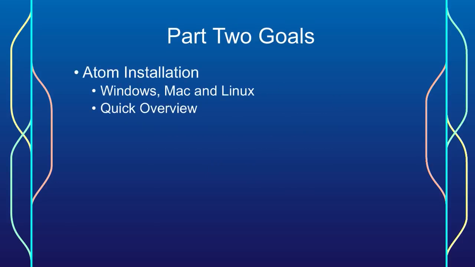My goal for part 2 is to walk through the Atom installation. Atom is a text editor that I like using because it's cross-platform and it's a pretty good editor. I'll be walking through the installation process on Windows, Mac, and Linux. This will be a quick overview since I have dedicated full videos of the installation process for each operating system.